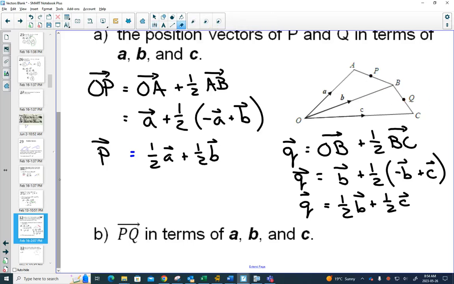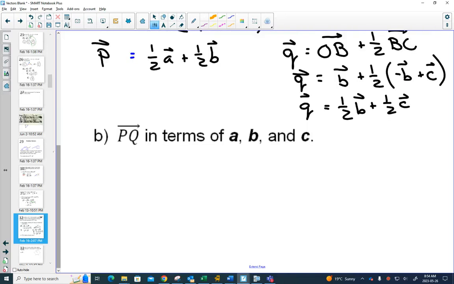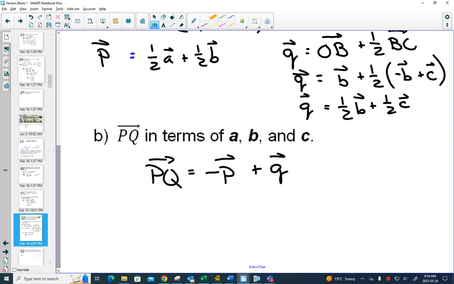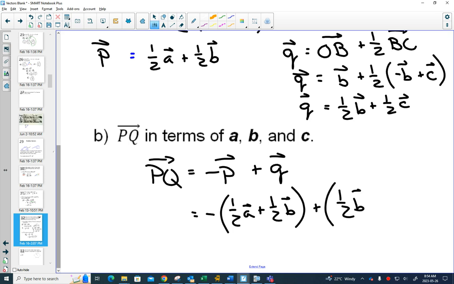If we have our position vectors, now we have a position vector for P, so we could go back to O, and then go from O to Q. We could say that PQ would equal back to the origin on P plus from the origin to Q. And those things we found last time, now we can write them as negative 1/2 A plus 1/2 B, plus Q, which is 1/2 B plus 1/2 C. And if we simplify this, we're going to get 1/2 C minus 1/2 A.